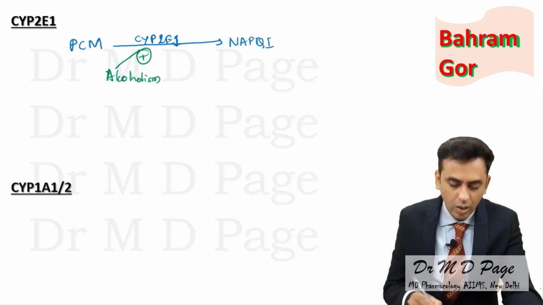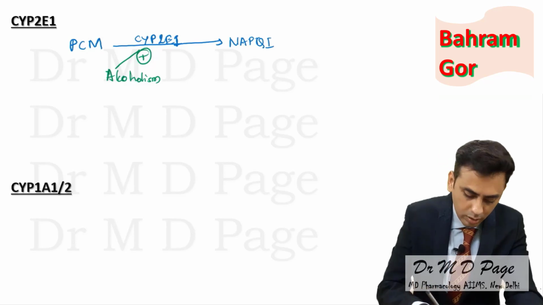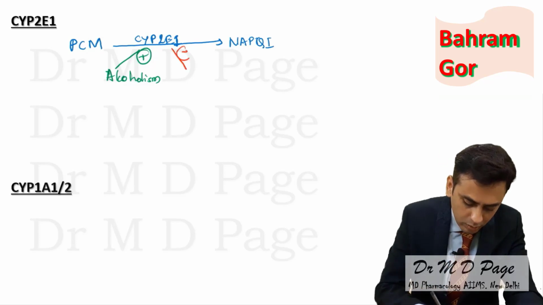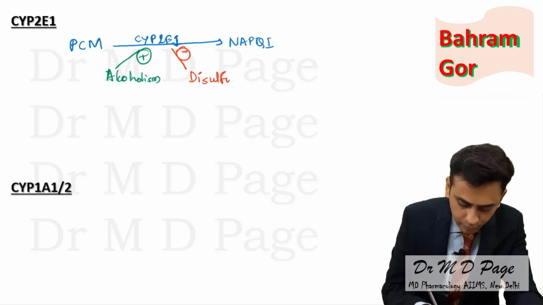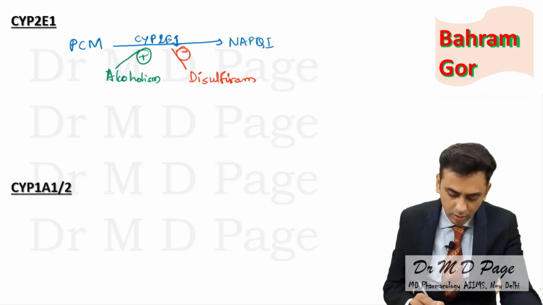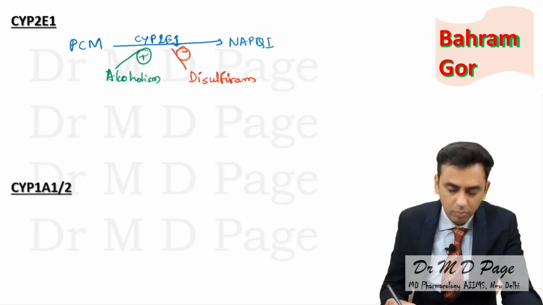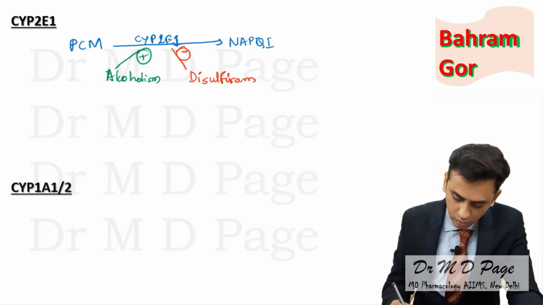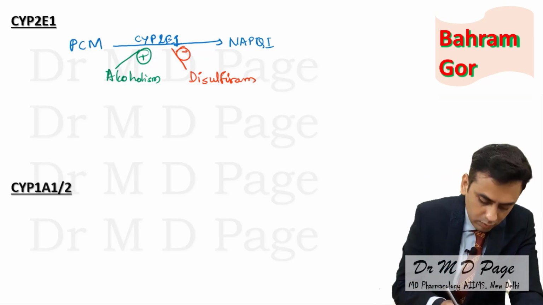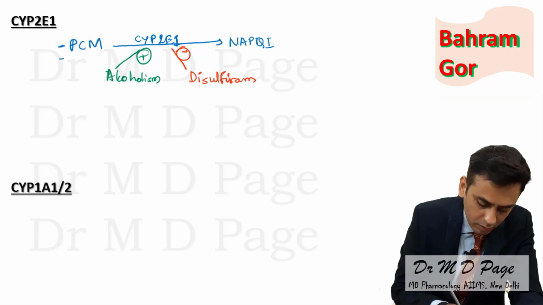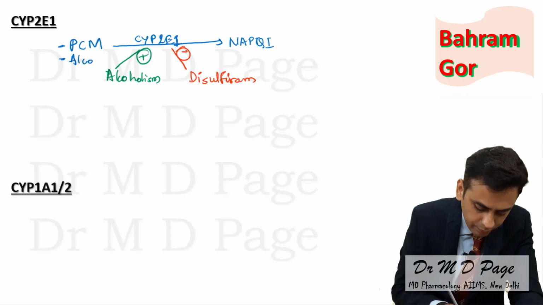Because you have used alcoholism as an inducer, the inhibitor is also very easy to remember. Disulfiram is its inhibitor. So if you want, you can remember two more substrates of this. PCM I said already. One more, alcohol is also a substrate. Alcohol is also an inducer. One more example is halothane.